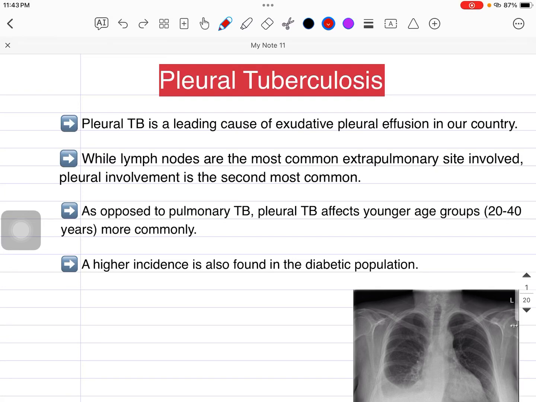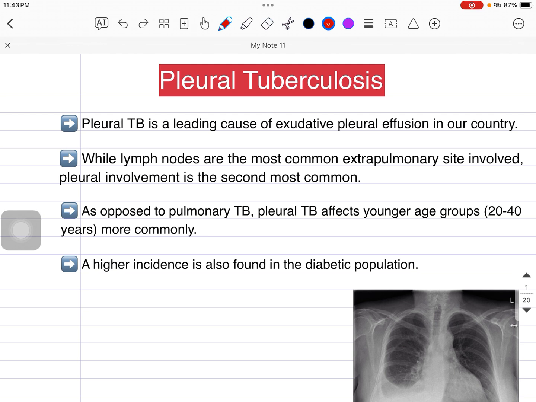This is Dr. Shubham, and today I'm going to talk about a very important and very common topic which you will be seeing in your hospital duties. That is pleural tuberculosis. So let's try to understand and dive into this topic, which is very interesting and very common.